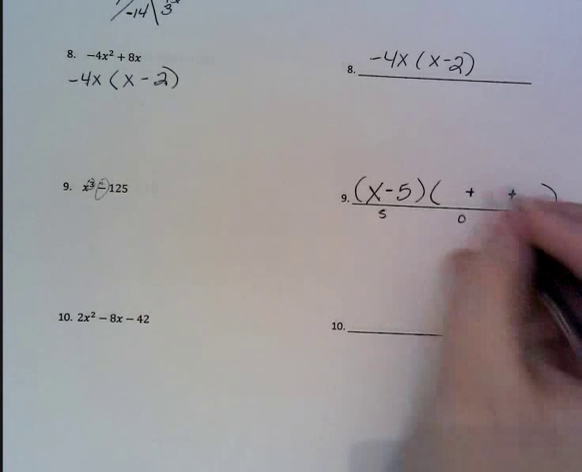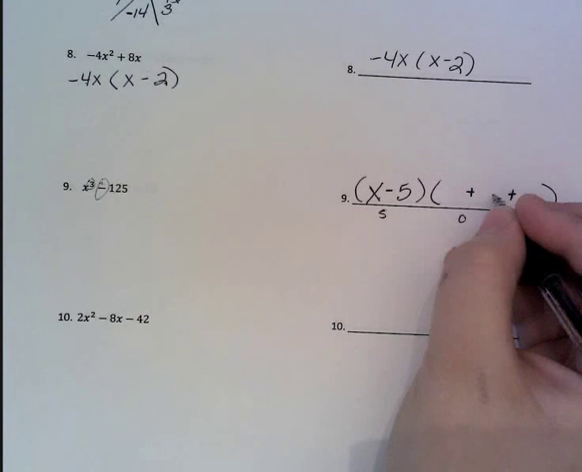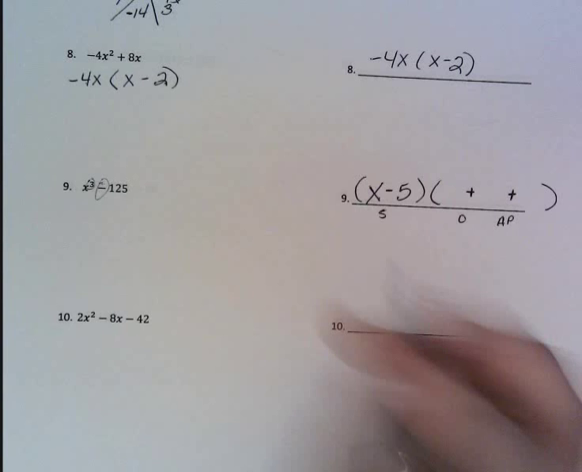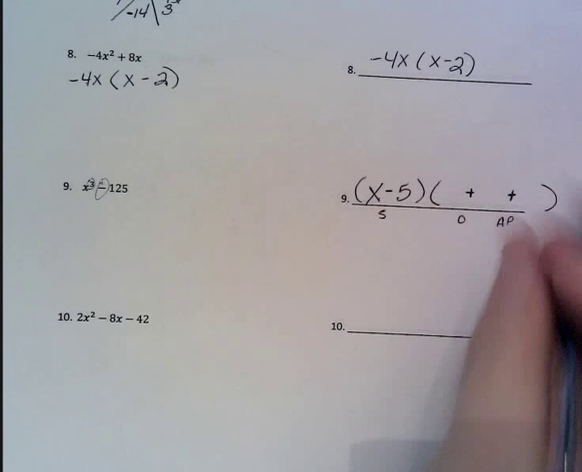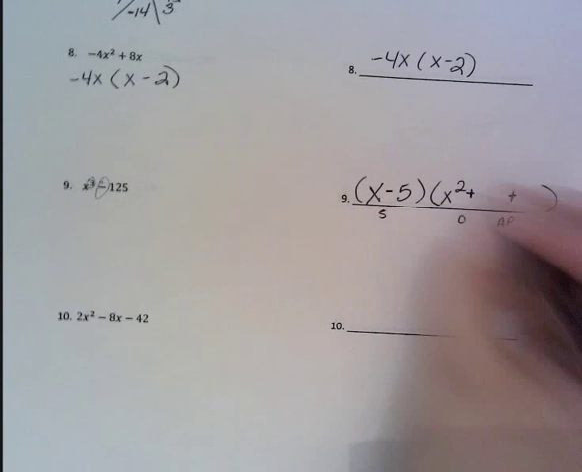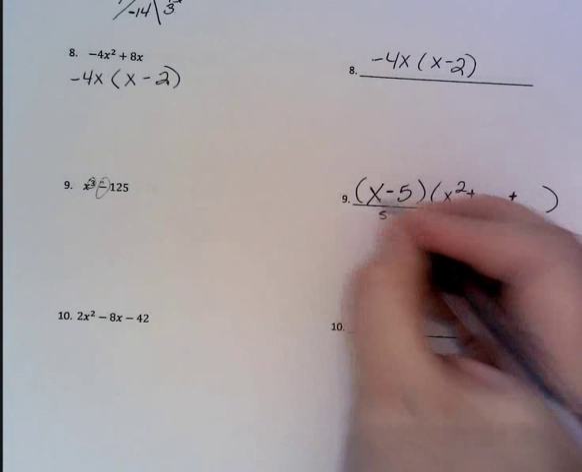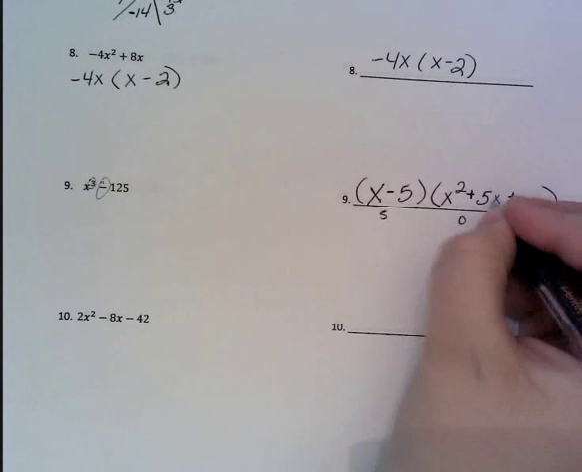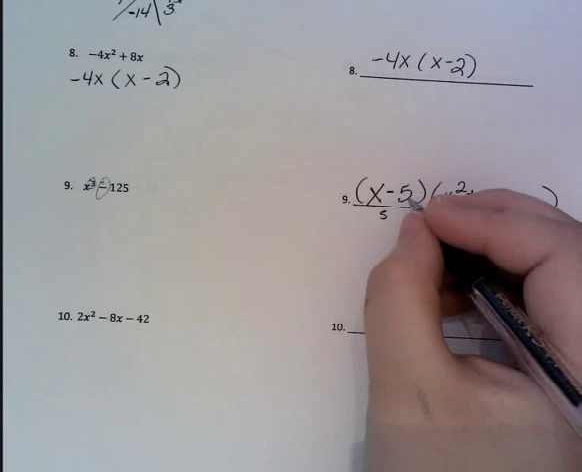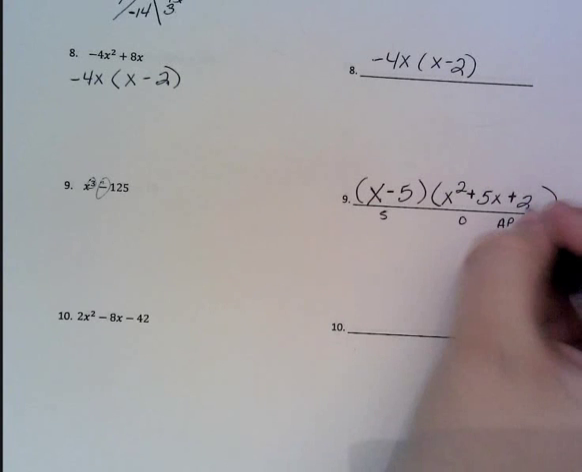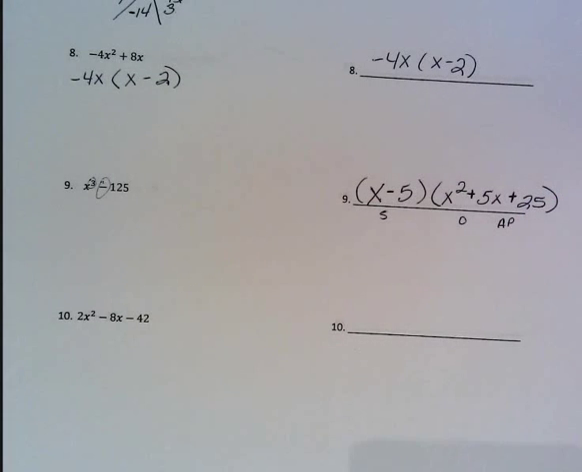Then square, multiply, square. So I square this first term. So x squared is x squared. Multiply these two together to get a 5x. Square this last term to get 5 squared is 25. And that's it.